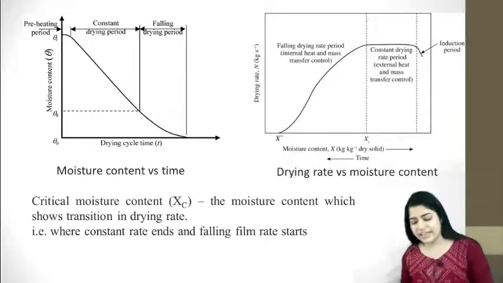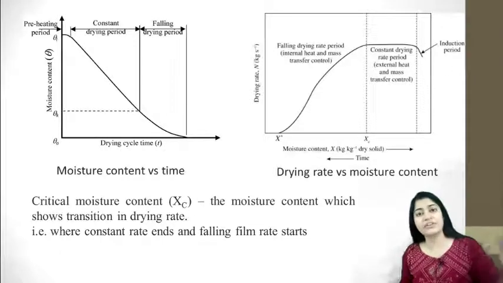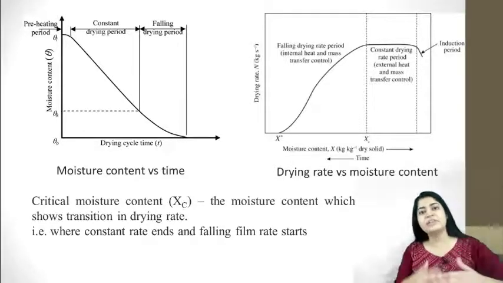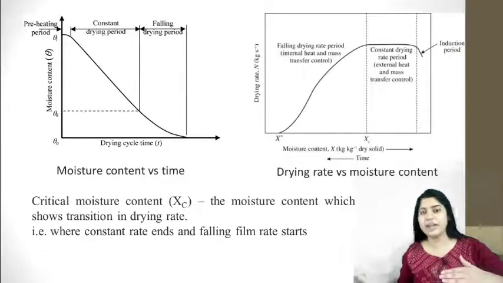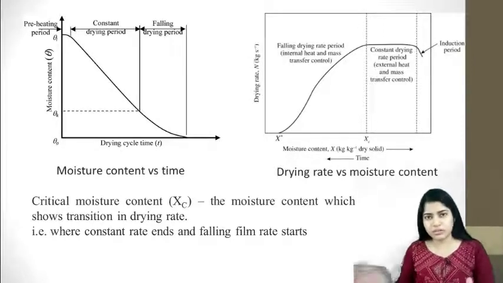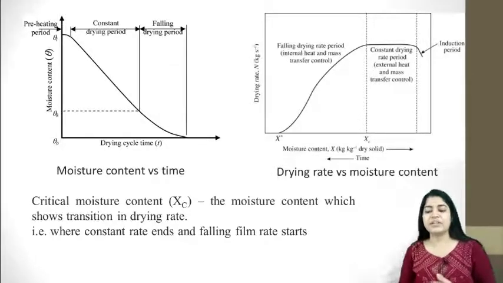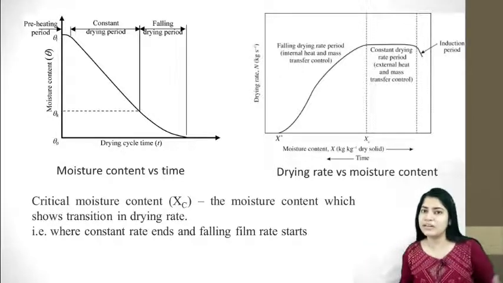Again, take the example of drying your clothes. When the moisture content is very high, when you are starting, it will decrease and decrease. Then after some transition, your rate trend changes. That particular moisture content which shows the transition of these two rates is your critical moisture content. In the second graph, XC is on your moisture x-axis. So that is your XC, critical moisture content, where the constant drying rate period ends and the falling drying rate period starts.